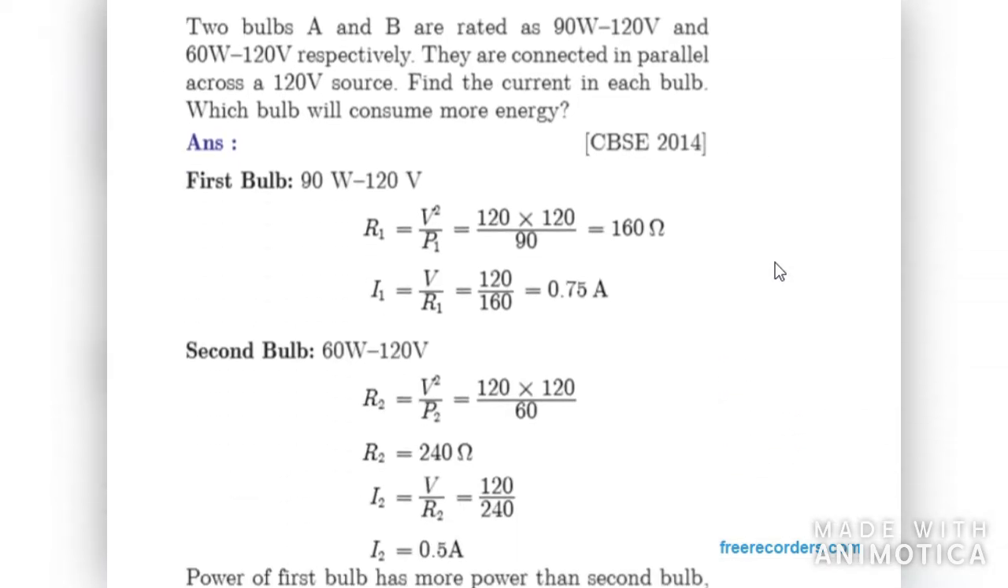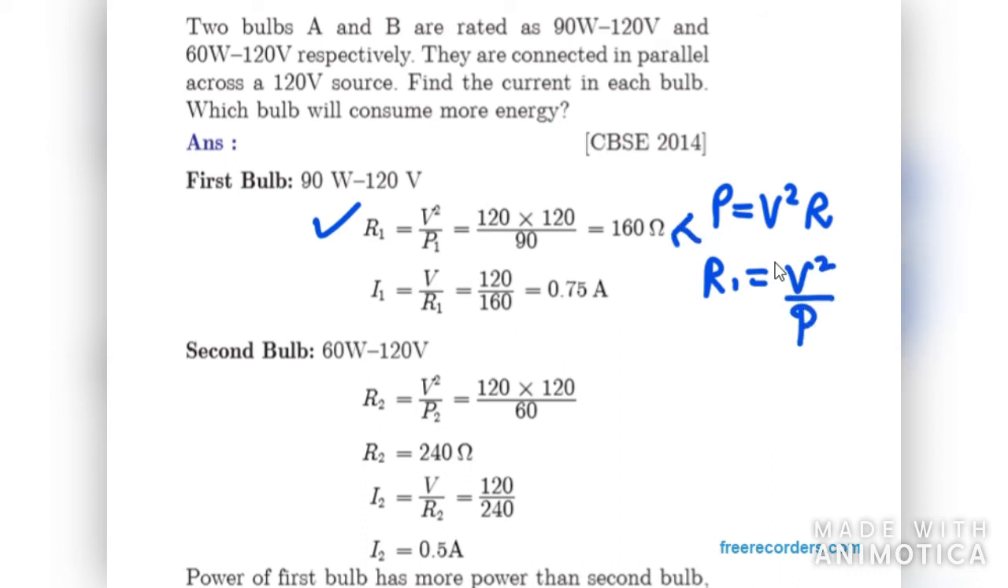Two bulbs A and B are rated 90 watt, 120 volt and 60 watt, 120 volt respectively. They are connected in parallel across a 120 volt source. Find the current in each bulb. Which bulb will consume more energy? So first of all we need to find the resistance of each bulb. For finding resistance we can make use of the P equals V square over R formula. Now we have the value for V square and we have the value for P. So from that we can get the resistance value very easily, and that is 160 ohm.